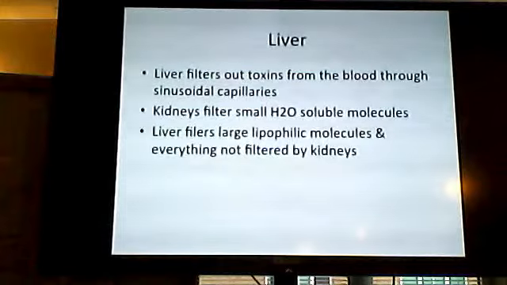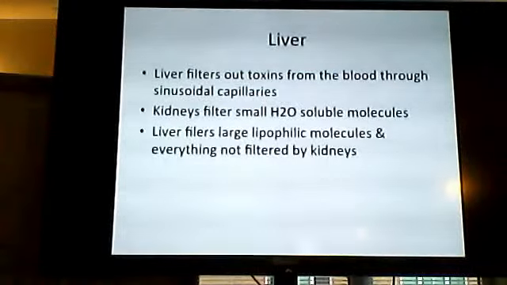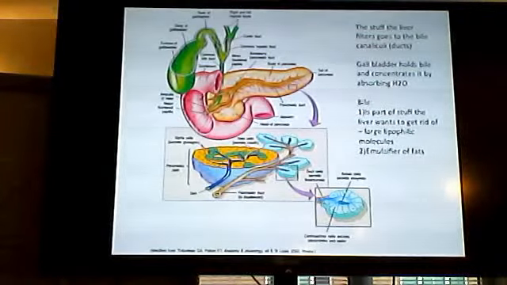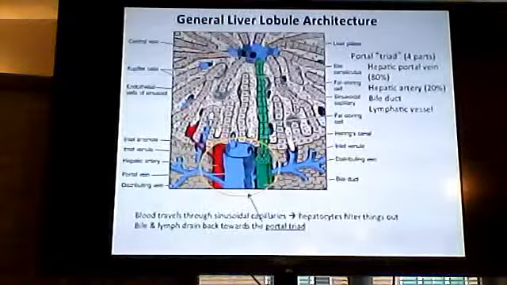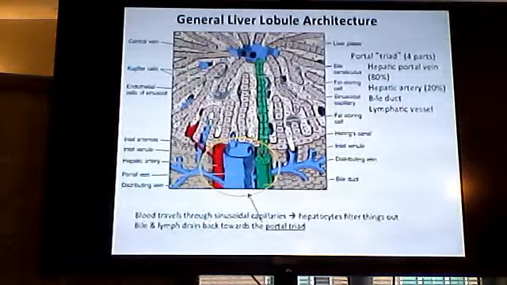Livers for filtering out big stuff, kidneys for filtering out small stuff. Very reductionist. Bile is to help emulsify fats. You've got a portal triad that actually has 4 components: the hepatic portal vein, hepatic artery, the bile duct, and the lymphatic vessel.